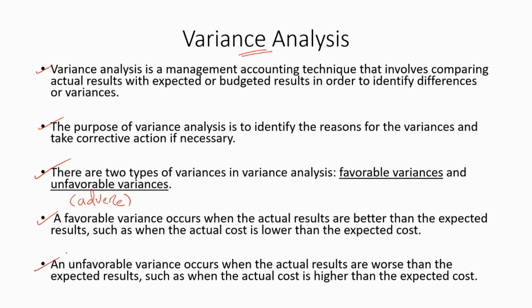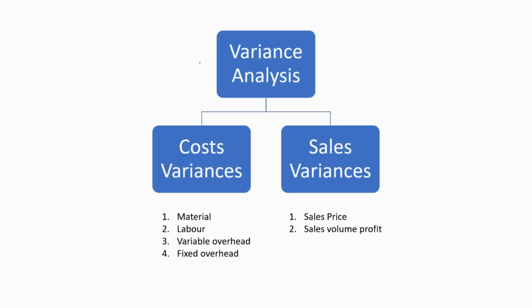An unfavorable or adverse variance occurs when the actual results are worse than the expected results, such as when the actual cost is higher than the expected cost. In this case, the company has spent more than the budgeted amount. This is an adverse variance to the company. We can divide the variance analysis into two groups. The first group is cost variances and the second group is sales variances.